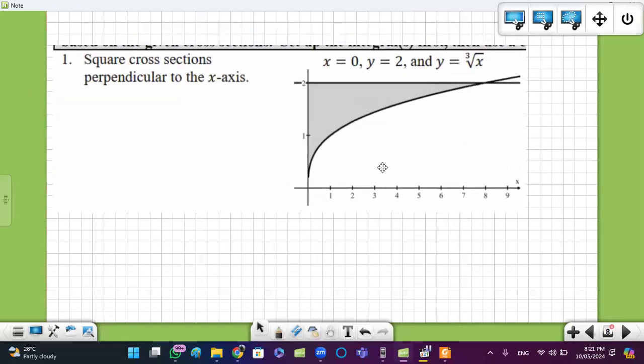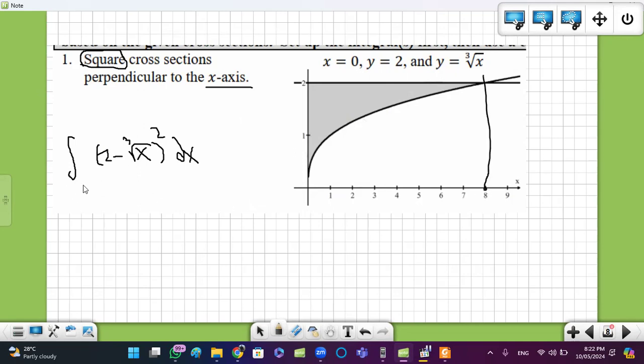Pay attention here. What will we do? Perpendicular to what? To the x-axis. So we make the integral in terms of x. Square. y equals 2, y equals cubic root of x. What will we do? Here, 2 minus cubic root of x, right? dx, only this? What cross section is this? Square. What is the area of a square? Side squared, power 2. From where? From 0 to 8. Is that clear? Yes.